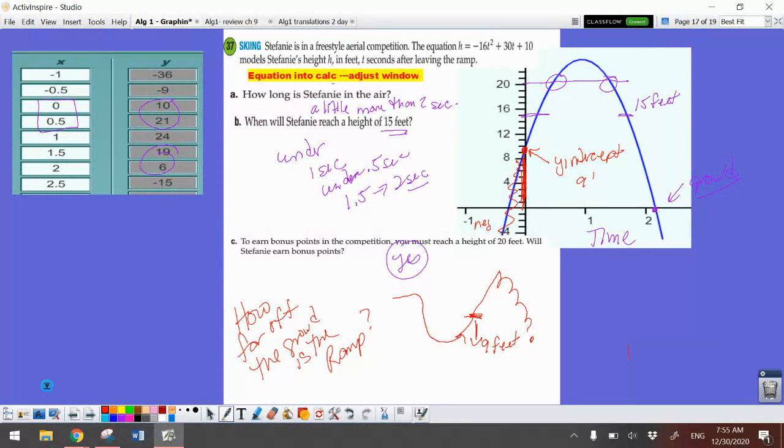So there is some really important context when we're looking at a quadratic problem, including where's the starting point, where does it hit the ground, or how much higher did I go from where I started. Okay, so let's look at another one.